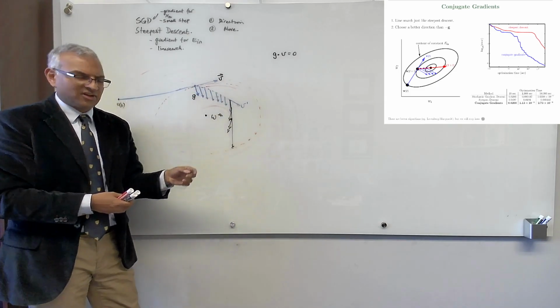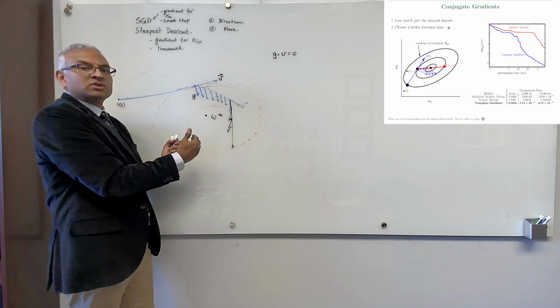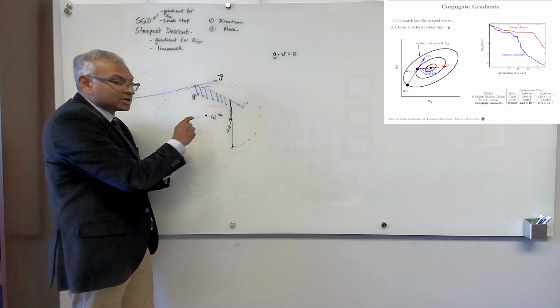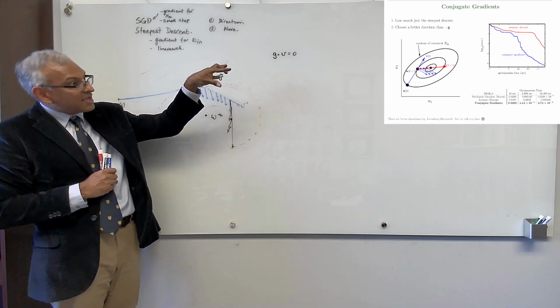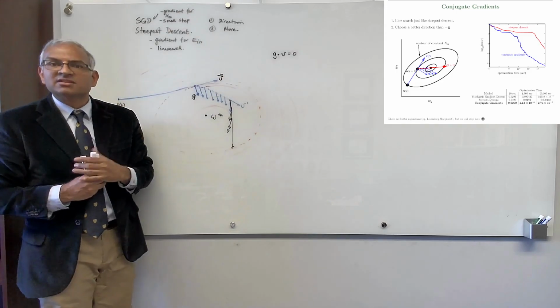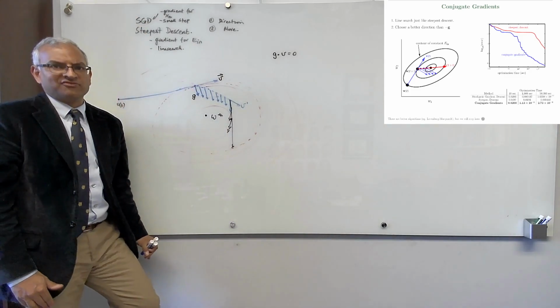And it's a very well-defined direction if the surface is actually quadratic, which will be the case as you get closer and closer to the optimal. And that's what you see in that picture: as the error gets lower and lower, the other methods start faltering, but conjugate gradient gets to the minimum very efficiently.